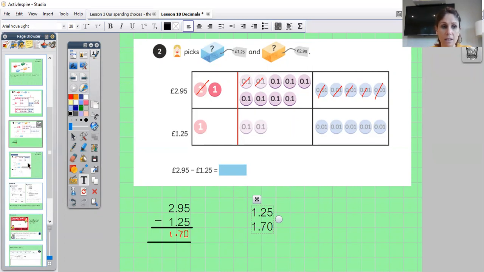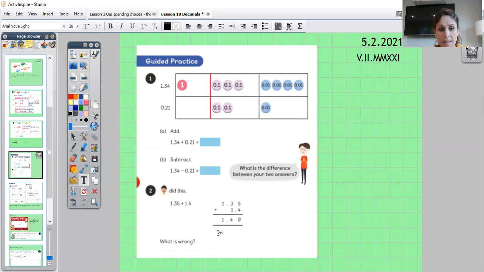Right, hopefully you've understood that. I know that we've done some work in class on this sort of thing without decimals, but it's the same thing with decimals. So hopefully you'll be okay with that today. So guided practice today, a bit more practice with that to make sure that you're feeling confident.